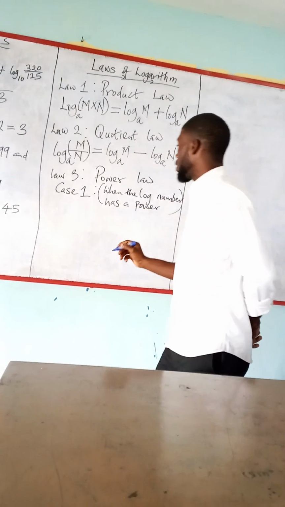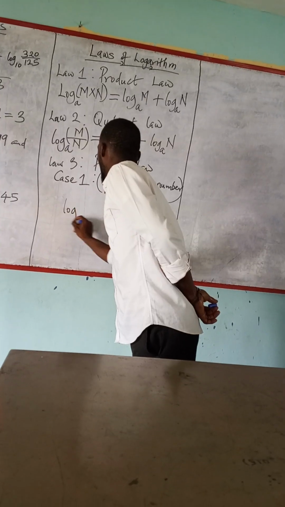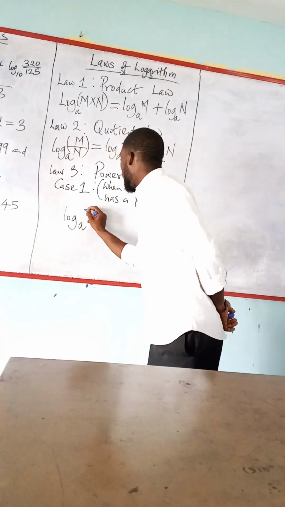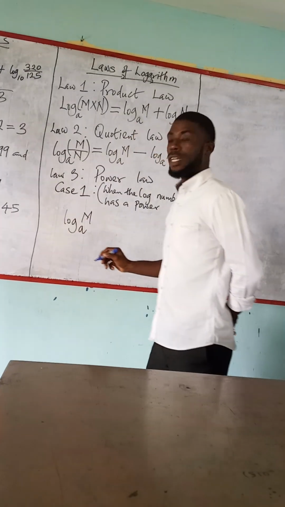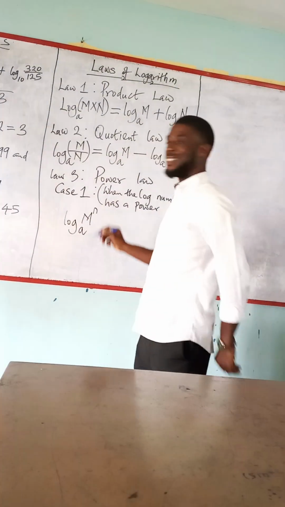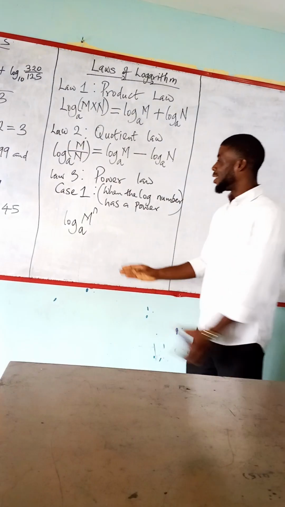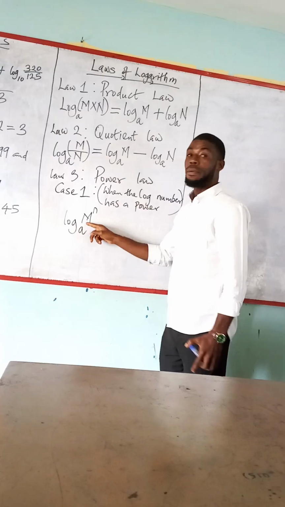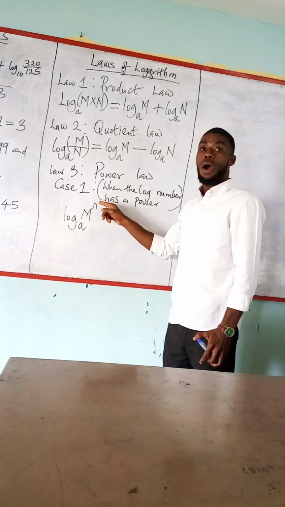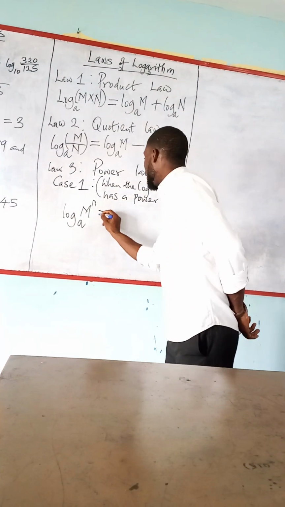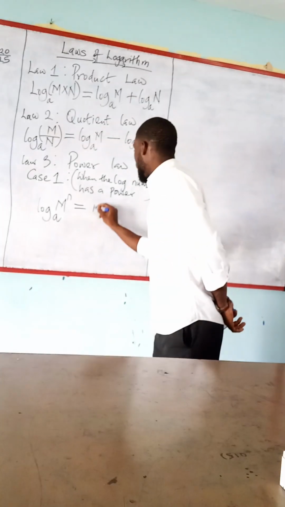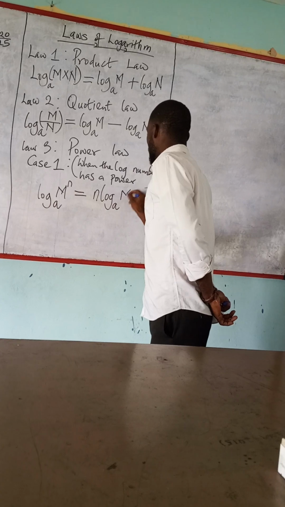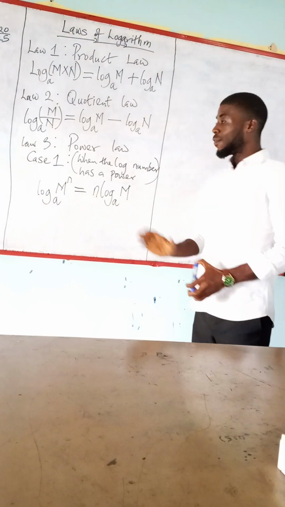Now we are talking about when the log number has what? A power. For instance, we are saying that if I have something like log base a, the base of the logarithm is a, and I'm now having m raised to the power of n. Look at this. The log number itself, the number that we are looking for, is m. But this time around, it has a power. And we are saying that this is exactly the same thing as n log base a of what? M. That is for case 1.